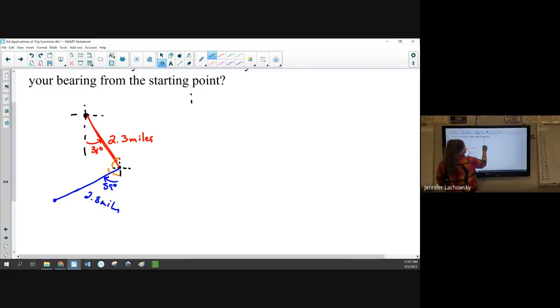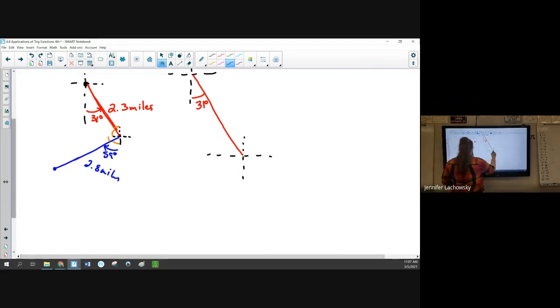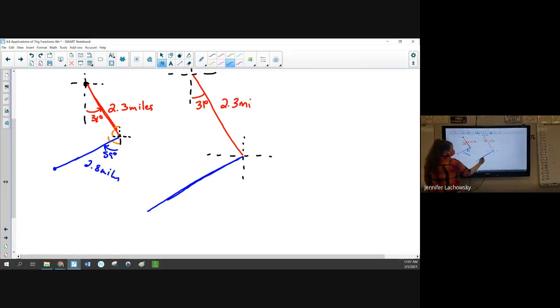Okay. So 31 degrees, so somewhere in here. That's a little 2, whatever. So 31 degrees. And then south 59 degrees, and then west. I did not keep that on a level.